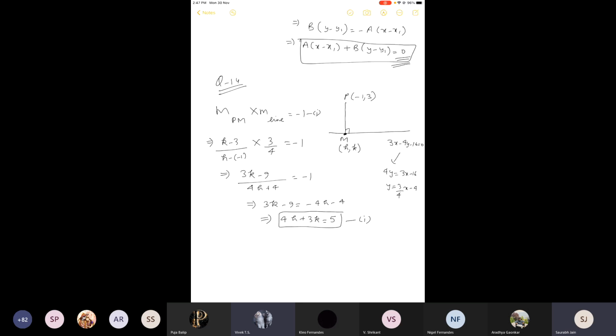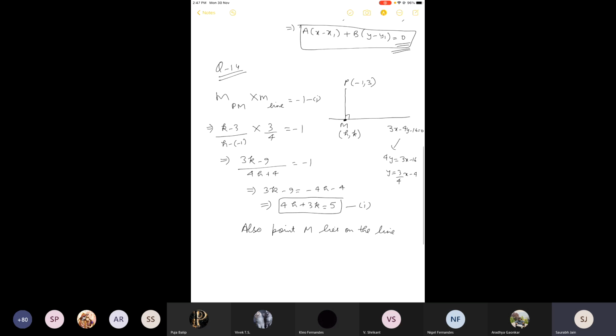Yes. Good. Also, point M lies on the line. So whenever a point is there on a line, what is the meaning of this? Mathematically, it means that point will satisfy the equation of line. That means in place of x you put h, in place of y you put k. So that's why 3h minus 4k equals 16. This is the second equation. Solve both of them and you will get h and k. Linear equation in two variables, anyone can solve. That is what you are supposed to do in this question.